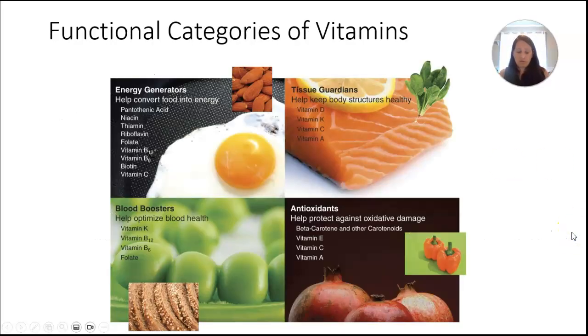Okay, and so what do they do? Kind of broad functions here. Some of these vitamins are involved in energy production. Some of them are involved in keeping your tissues healthy. Some are involved in optimizing blood health, and then some fall into this category of being antioxidants. Antioxidants help protect cells and tissues against what we call oxidative damage.